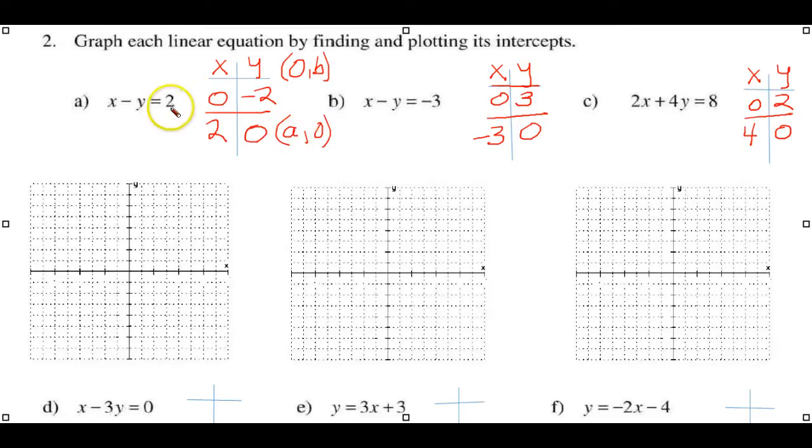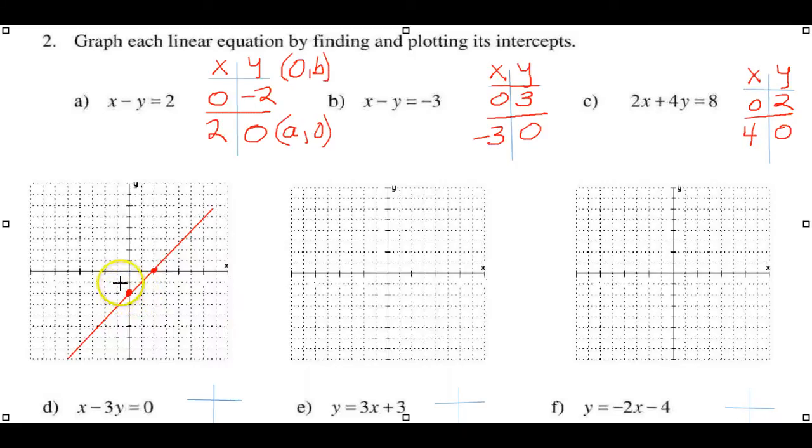So we plot the intercepts. 0, -2. So 0, -2 is right there. And then 2, comma, 0 is right there. We take our line tool, and there is our graph. And you see there is your x-intercept, and there is your y-intercept.